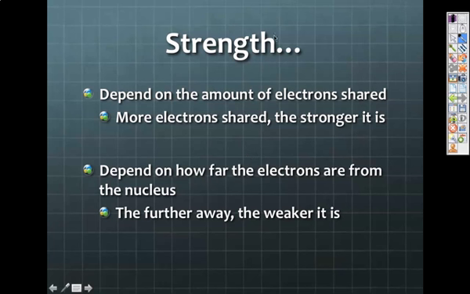It also depends on how far the electrons are from the nucleus. We know that the further they are, we have the electron shielding, so we're going to have the electrons held more weakly. Well, if they're held less to the atom that they originally were with, it also means that it's going to hold other atoms of the same type less strongly together.